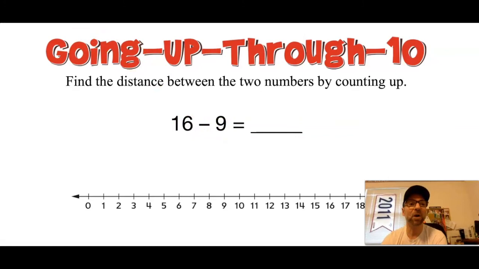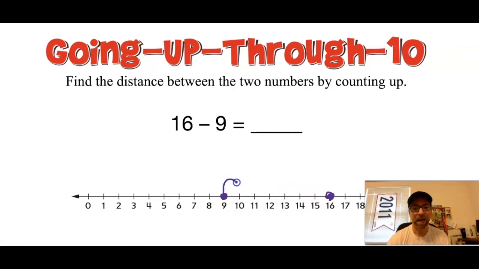I always start by putting the dots on my number line. I'm going to start at 9. So I'm going to start at the 9, and I'm going to count up until I get to that 16. But I want to stop at my friendly number, which is 10. Well, 9 plus how many will give me 10? 9 plus 1. See why those friends of 10 were so important in first grade?